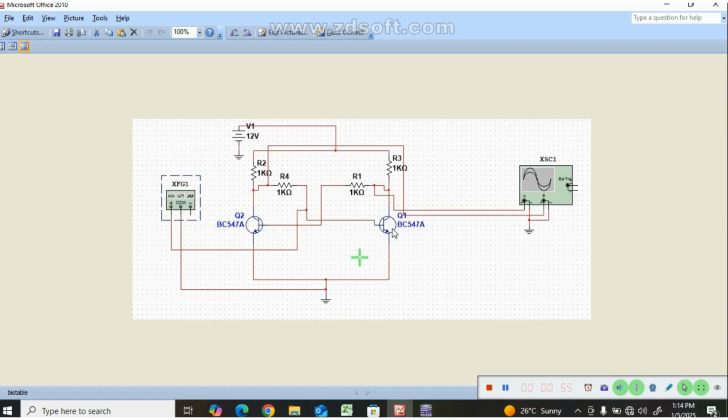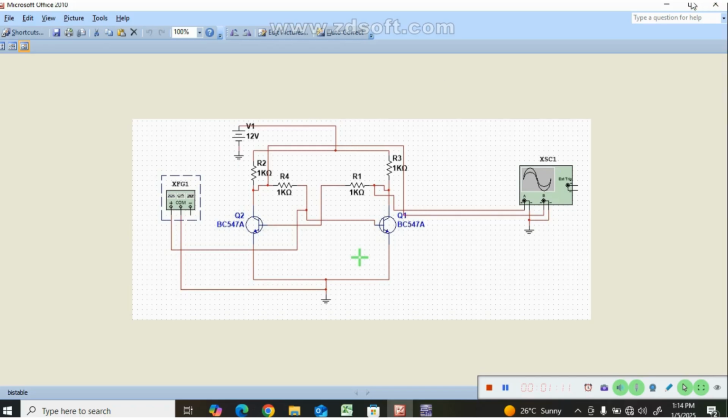This circuit comprises two NPN transistors and the required number of resistors, and we have an input function generator, a CRO and a biasing unit.